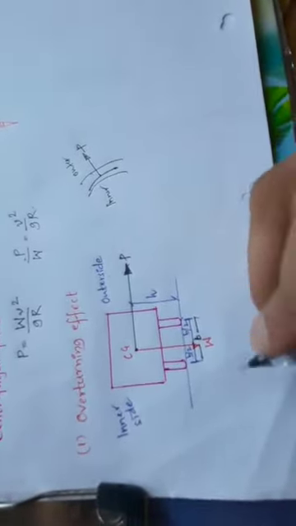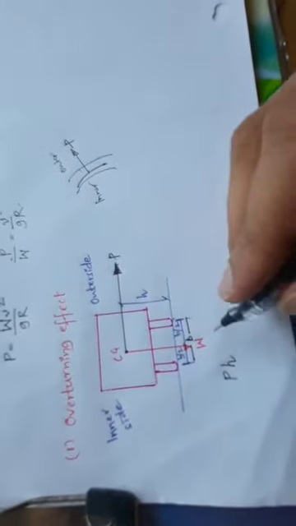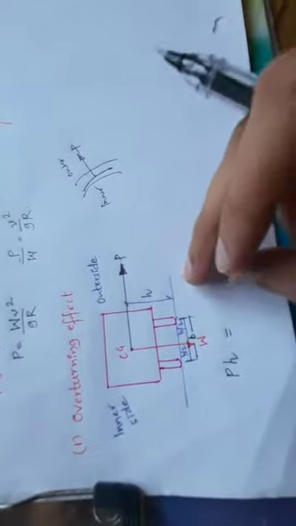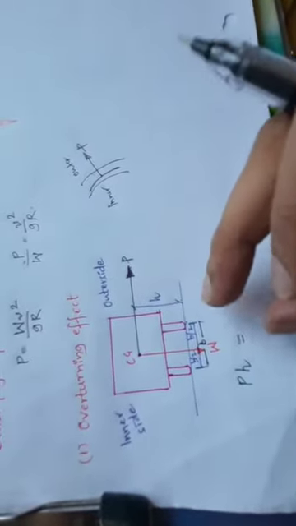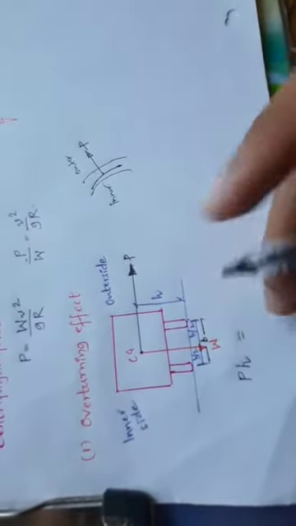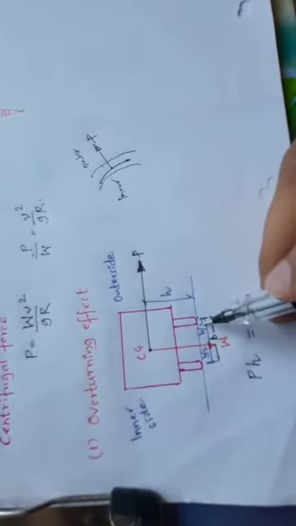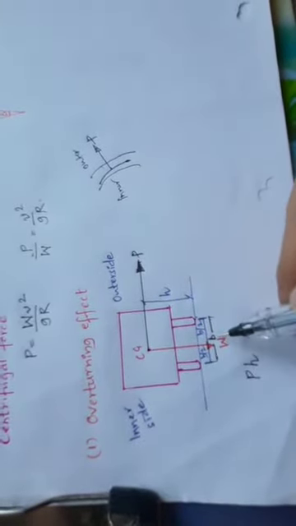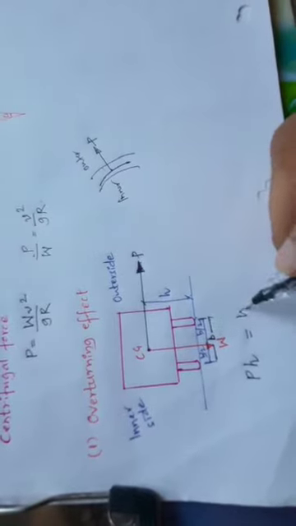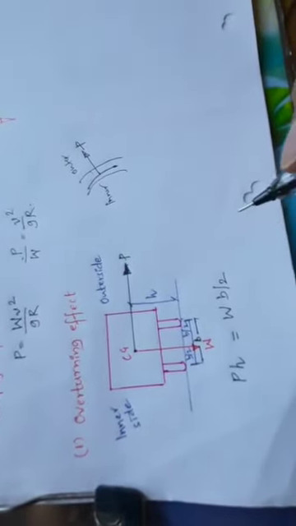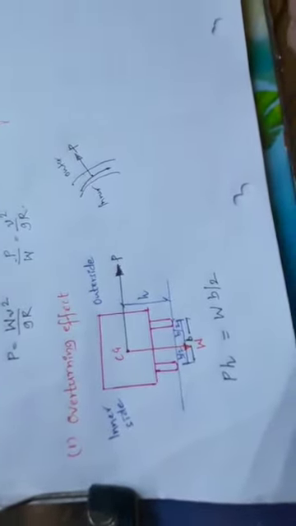H is the height where the force is acting from the road surface, and to restore this moment, it is compensated by the weight, that is equal to W into B by 2, where the total width is B and the weight acts at the center, that is B by 2 on this side and B by 2 on this side. Clear? And this W into B by 2 is restricting the overturning effect, or restoring the moment due to the weight.